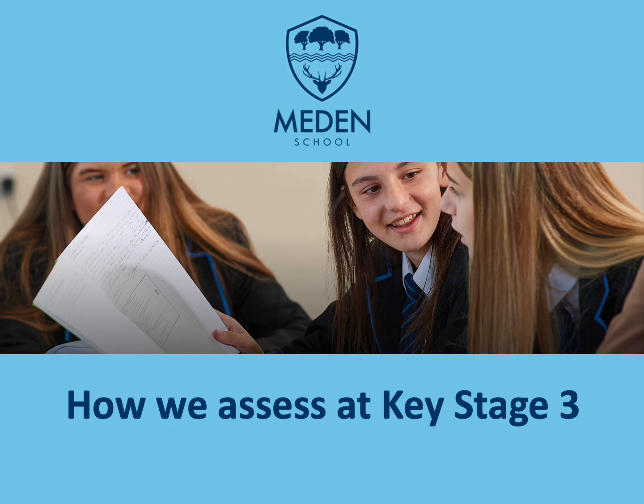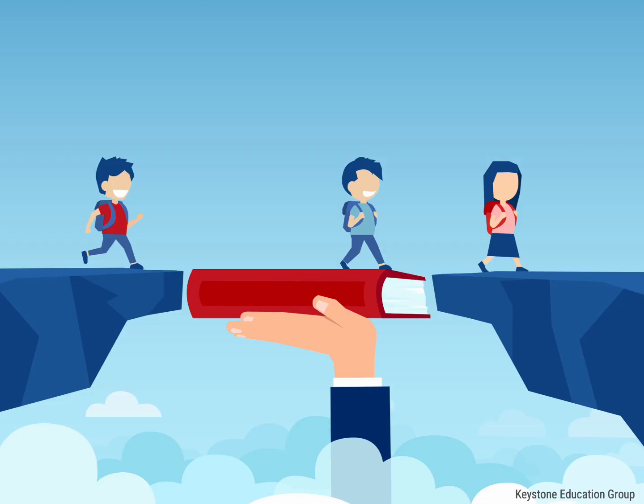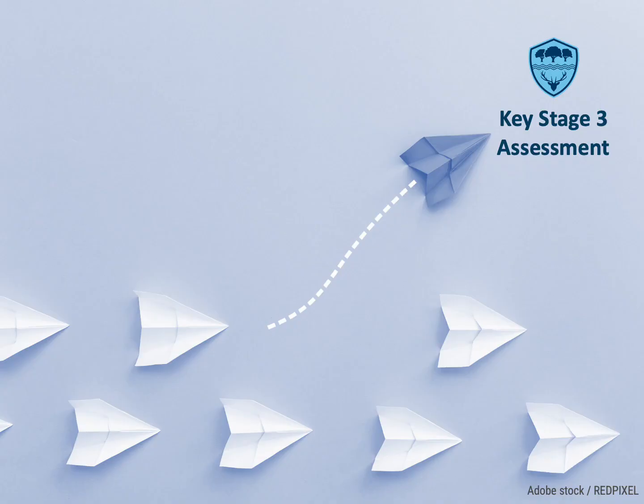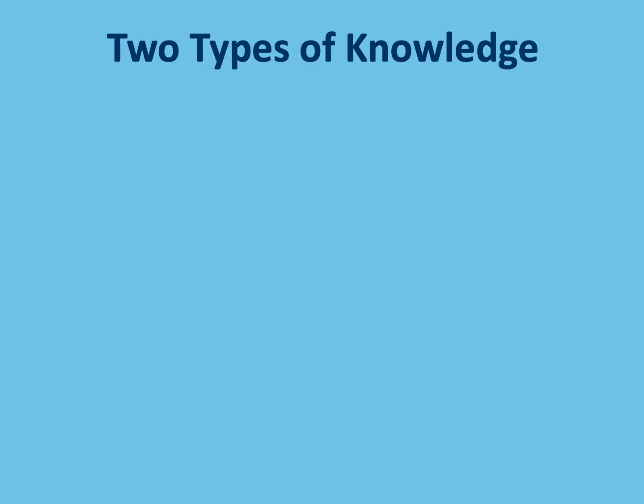This short video explains how at Meden School we assess at Key Stage 3 and how we report this to our students and parents. We want all our students to become successful learners that learn and remember the ambitious curriculum we teach them. We have taken a new approach to how we are assessing students' progress at Key Stage 3. This video will explain how we assess how well our students have learned our curriculums and how well they can remember what they have been taught.